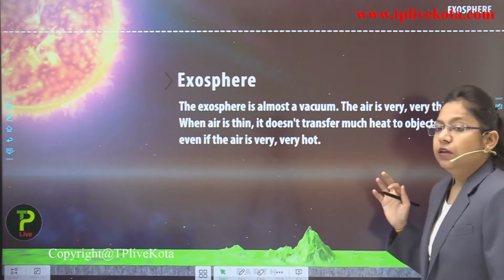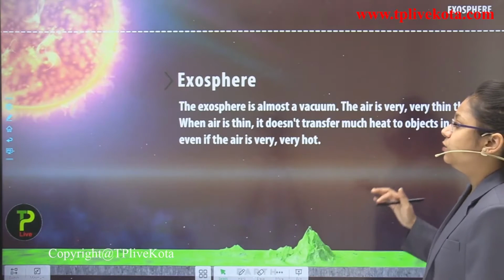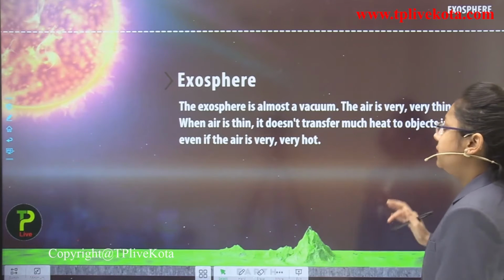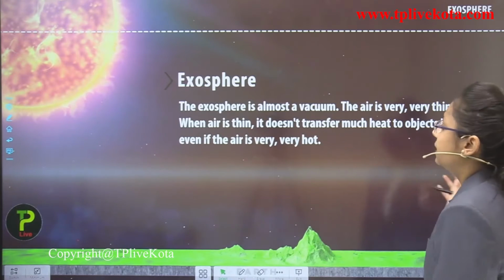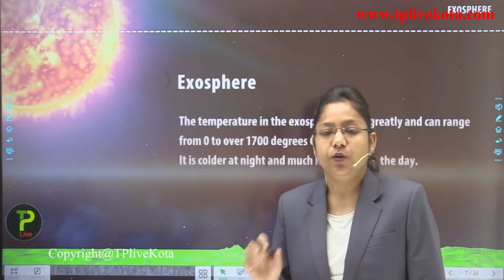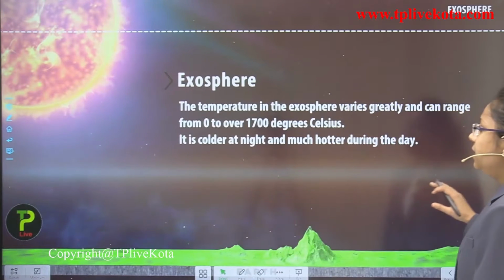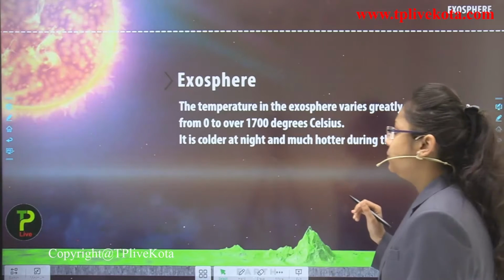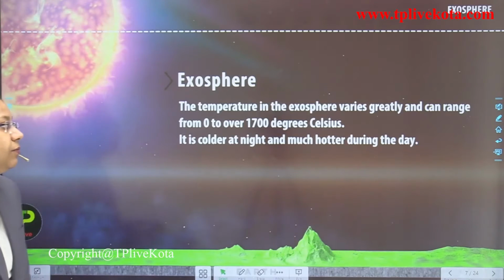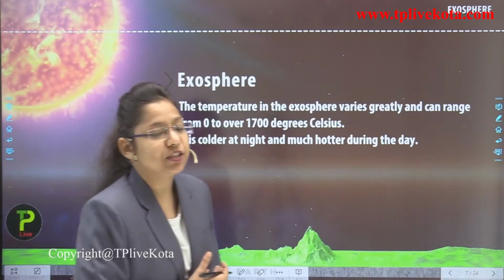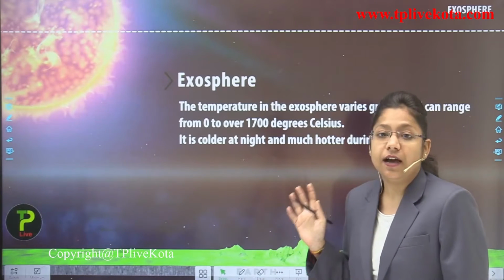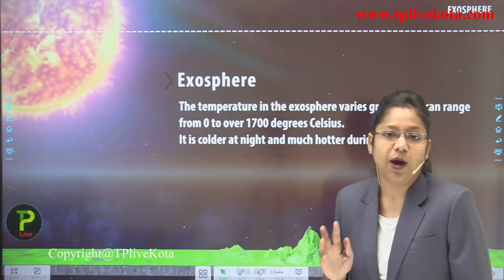The last layer of the atmosphere is known as the exosphere. The exosphere is almost a vacuum. The air is very, very thin there. When air is thin, it doesn't transfer much heat to the objects in the air, even if the air is very, very hot. Okay, so air is very thin in the exosphere. Next, the temperature in the exosphere varies greatly and can range from 0 to over 1700 degrees Celsius. It is colder at night and much hotter during the day. So you can imagine the temperature of the last layer of the atmosphere, 1700 degrees Celsius.